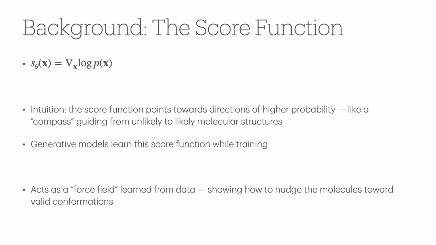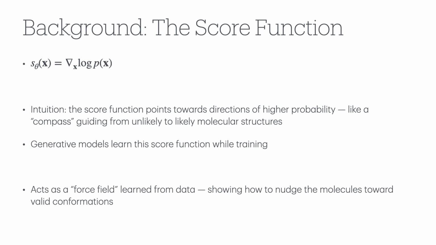Okay, so this is a little background on what the score function is. This is the specific equation for the score function. The score function at a specific x point is equal to the gradient with respect to x of log p of x. p of x is the probability density at that configuration x.